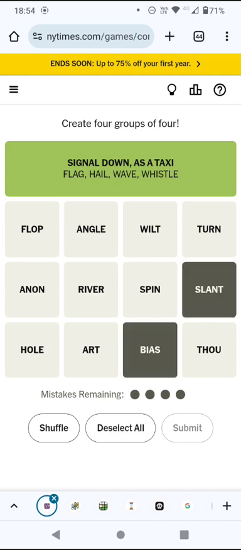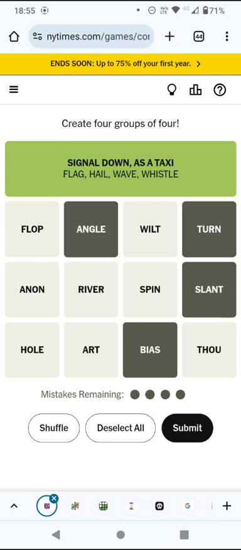Let's just go and work out what these things are. There's a bias, a slant. If there was lean in the grid, I would definitely go for that. I think we're just going to have to go for these. But then I'm really worried about spin. Spin and flop could be like diving moves, but so could turn and angle, to be fair. But then I don't know how bias and slant are going to fit into it. Feels like there's 6 plausible ones, really. Flop and spin, plus the 4 that I've highlighted.